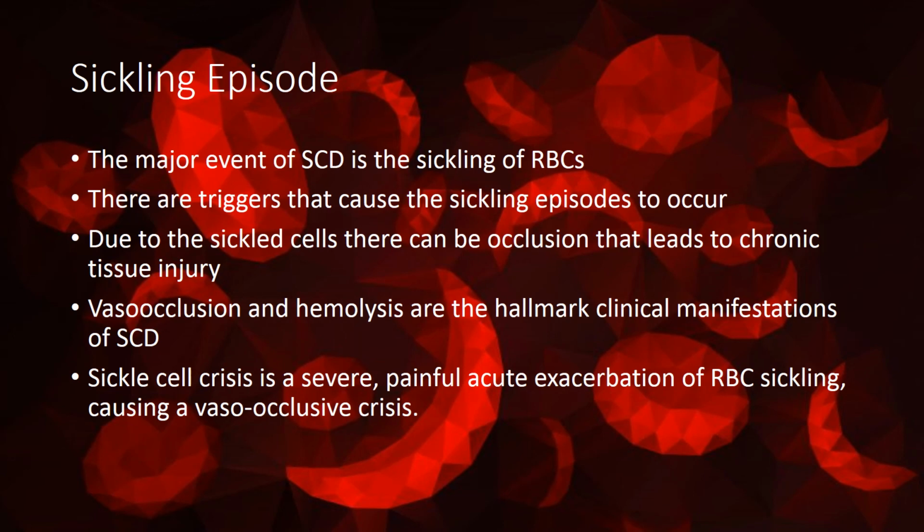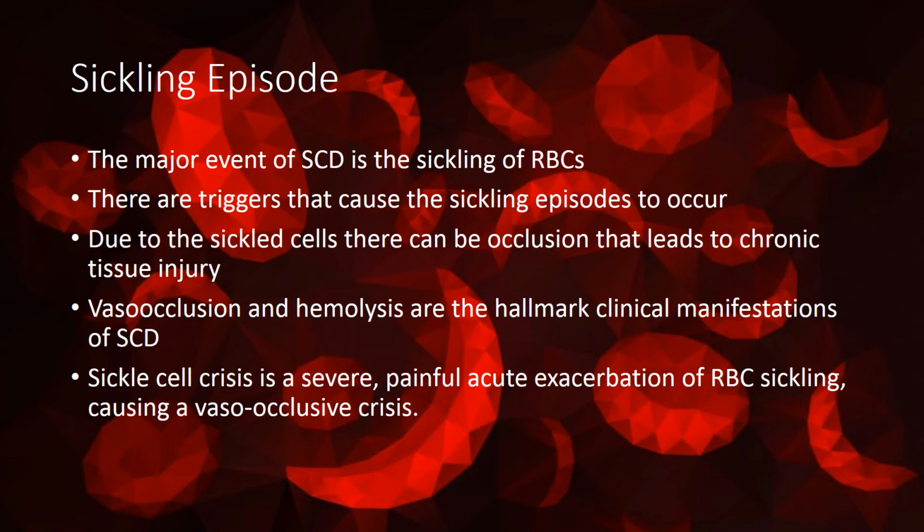Okay, so we have sickling episode, and this is the major event that occurs during sickle cell disease, and it is the sickling of a red blood cell. Sickling episodes are most commonly triggered by a decrease in oxygen tension in the blood. Hypoxia or deoxygenation of the red blood cells can be caused by viral or bacterial infections, an increase in altitudes, emotional or physical stress, surgeries, and blood loss.